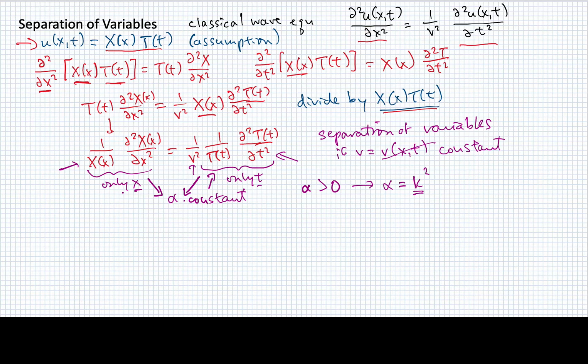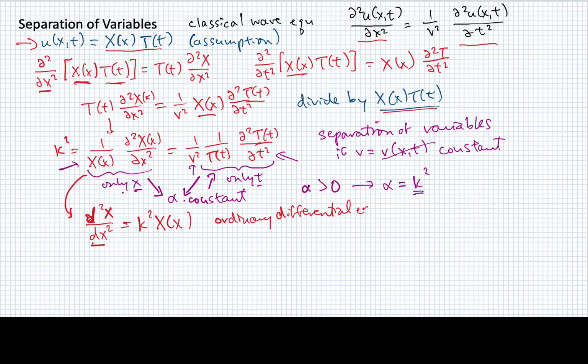Okay, so how would these two equations look now if I set each of them equal to k squared? Well, if I take the left-hand side here, which is equal to k squared, and I multiply both sides by X of x, I'll end up with a differential equation that looks like this. Now, you'll notice I changed the differentials here. They are no longer partial differentials. I have a single variable in this equation, so now what I have created is an ordinary differential equation.